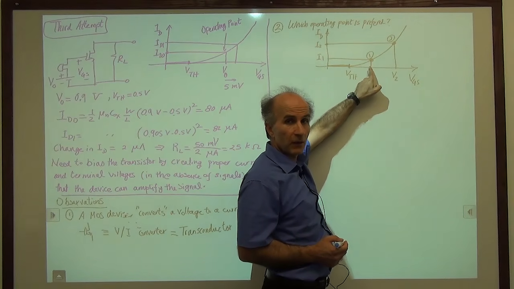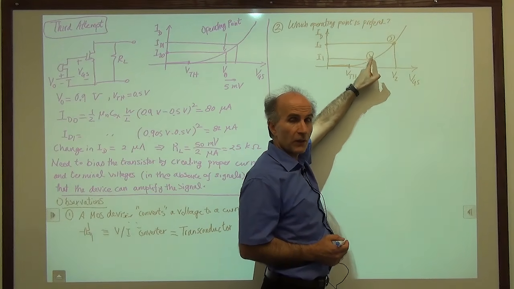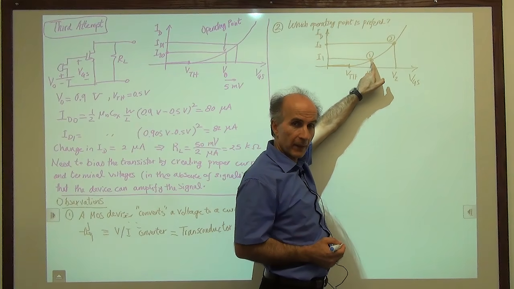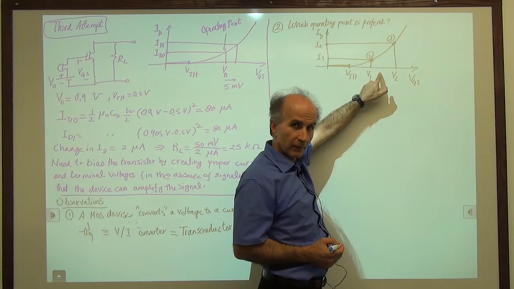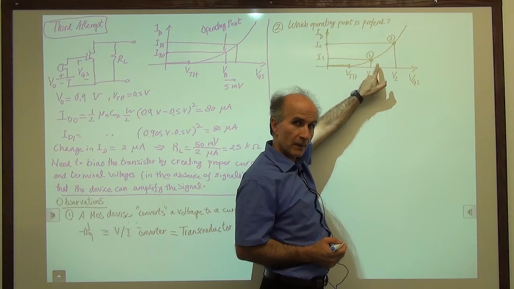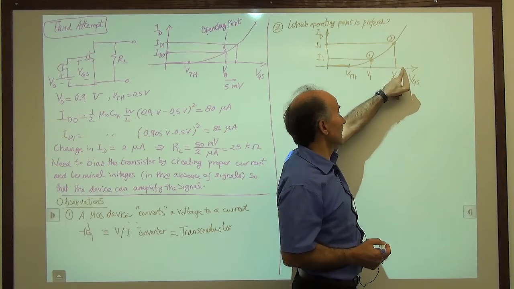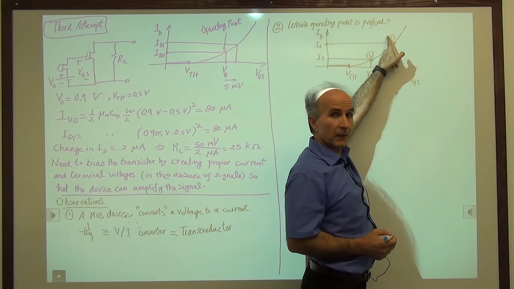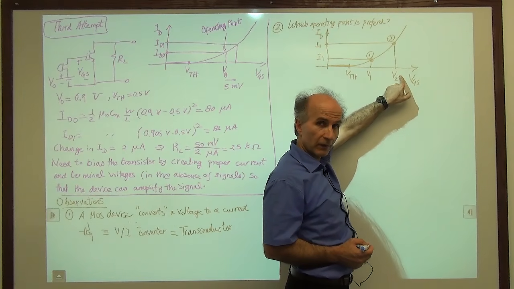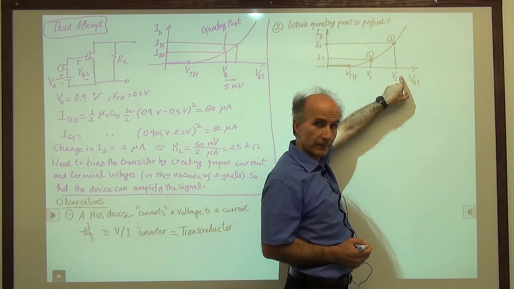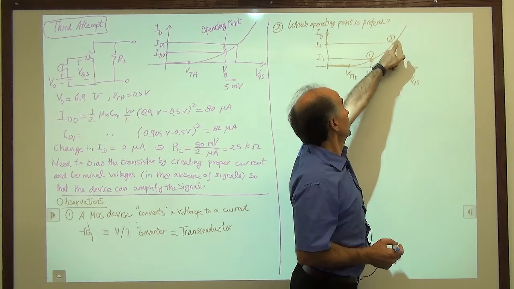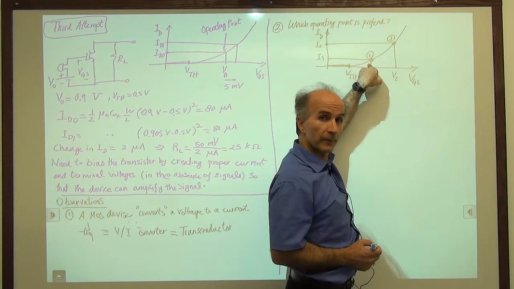If this V changes by delta V, this current changes by delta I, and we know that delta I is equal to delta V times the derivative. Similarly here, if I change this by delta V, this current changes by delta I, and that delta I is given by this delta V times the derivative. So we see that the derivative is higher here than here.